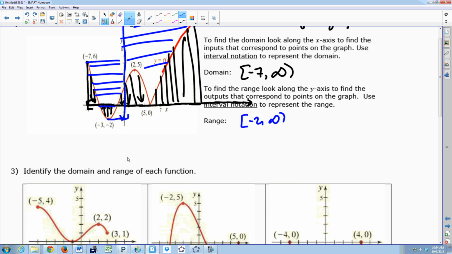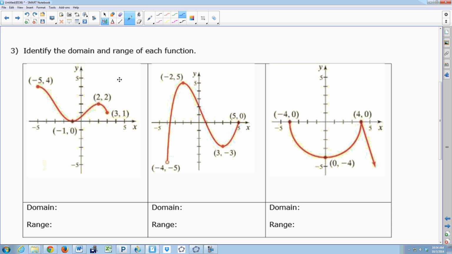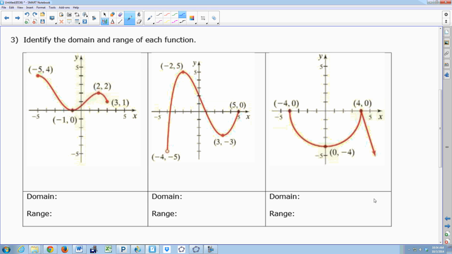So at your seats, I'd like you to identify the domain and range of each of these functions. Make sure you check with your table mates after you're done, and then put up your flag when your table all agree and you've reached consensus.